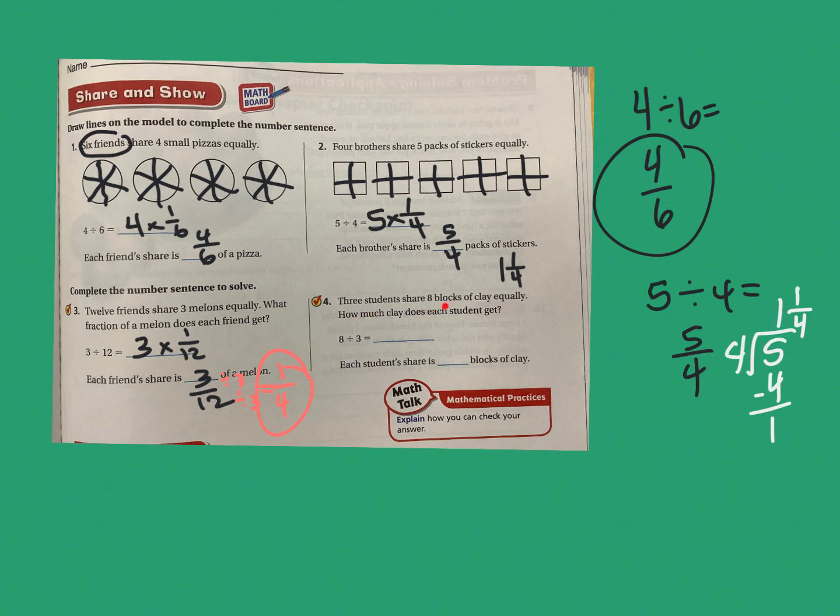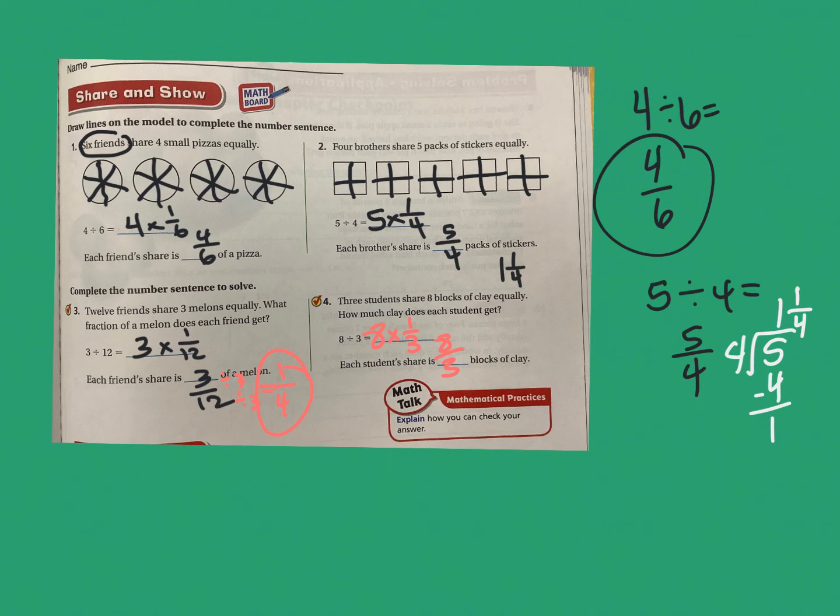3 students share 8 blocks of clay equally. How much clay does each student get? What's being shared? 8 blocks of clay. Into how many pieces is that being shared? 3 people. So we have 8 that's being divided into 3 equal pieces. So of one of them, everybody's getting a third because there's 3 people sharing it. There's 8 of them though, so there we go. That is 8/3. That is an improper fraction, or a fraction greater than 1, or an upside down snowman with a number bigger than that.